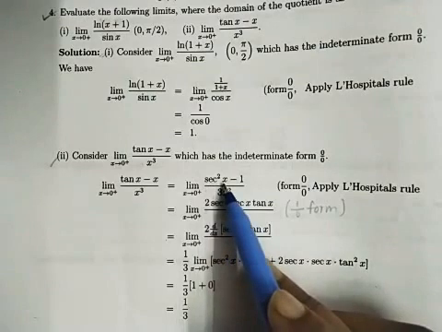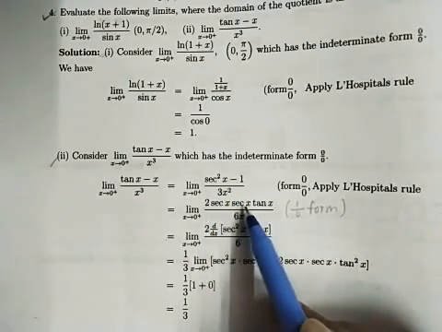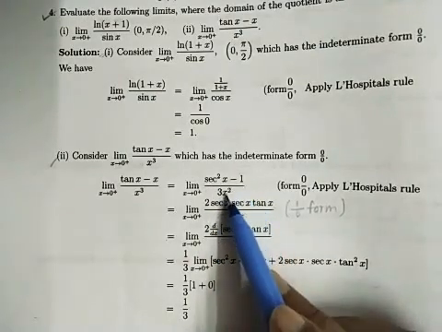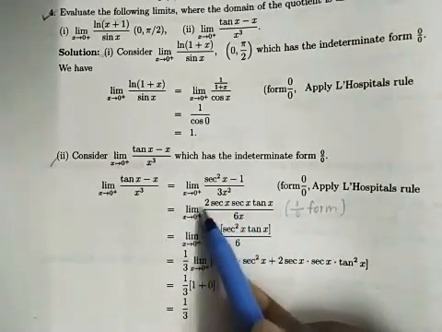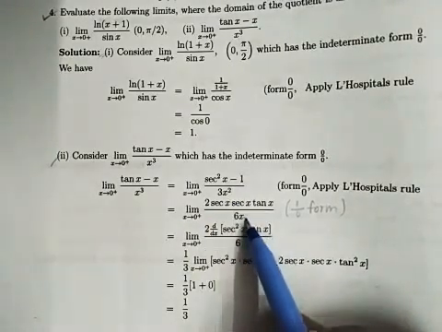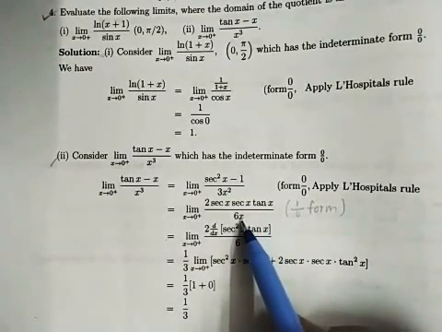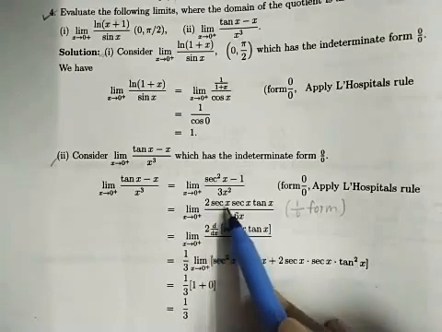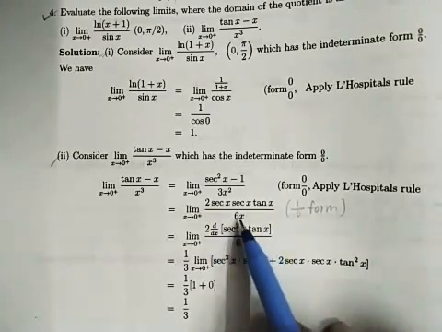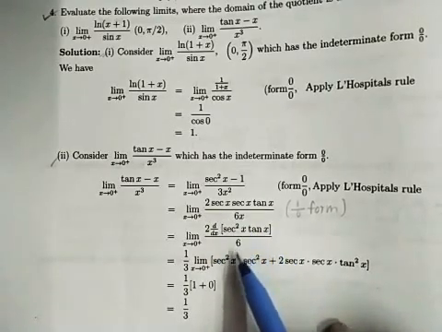So derivative of sec square x is 2 sec x into sec x tan x. Derivative of 1 is 0. Derivative of 3x square is 6x. If we apply limit here, what we get? We again get 0 upon 0 form. So we again take its derivative. So 2 as it is, d/dx of sec square x tan x upon derivative of 6x, which is 6.